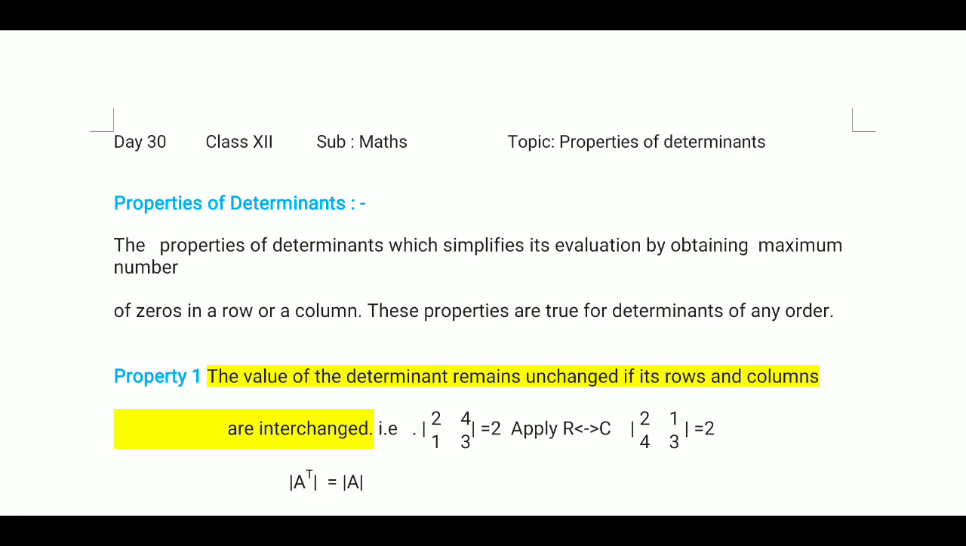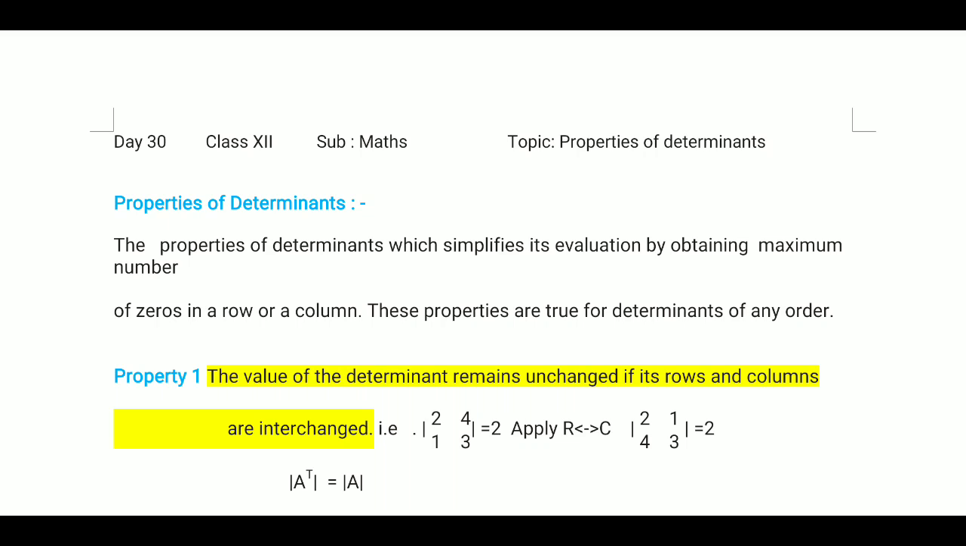Good morning, students. Today we learn about the properties of determinants which make it differ from matrices. The properties of determinant simplify its equation by obtaining the maximum number of zeros in a row or a column.